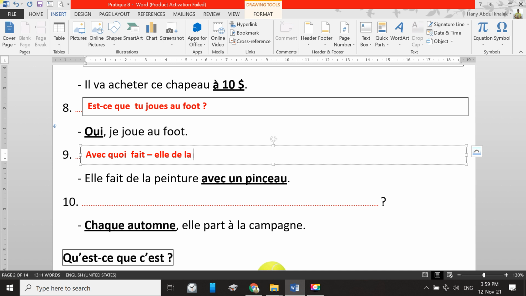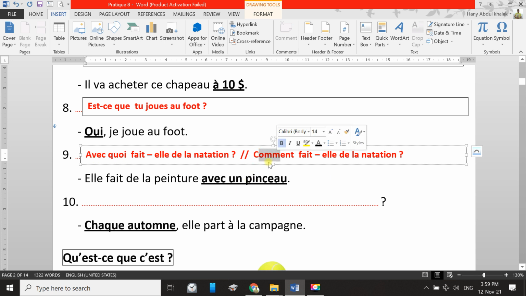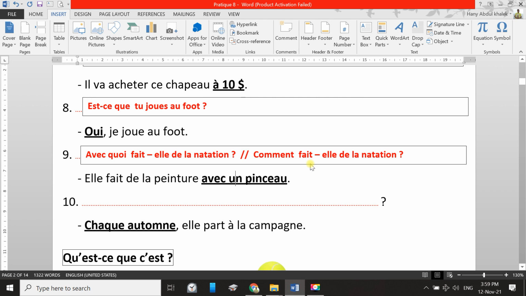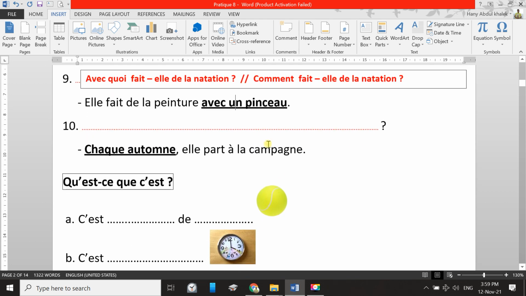de la natation? Okay, avec quoi fait-elle de la natation? Also, we can say comment. We can ask with comment. Comment fait-elle de la natation? Elle fait de la natation avec un pinceau. So here, it can be with avec quoi or comment, if we are asking about the tool or we are asking about the way.